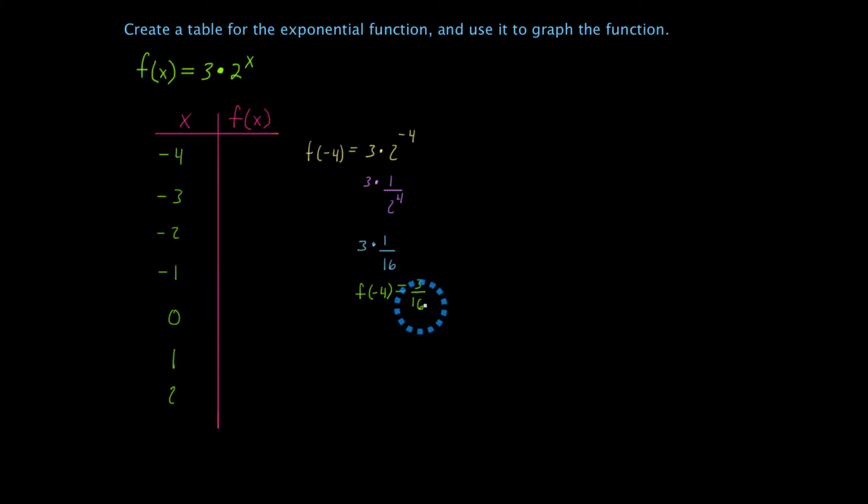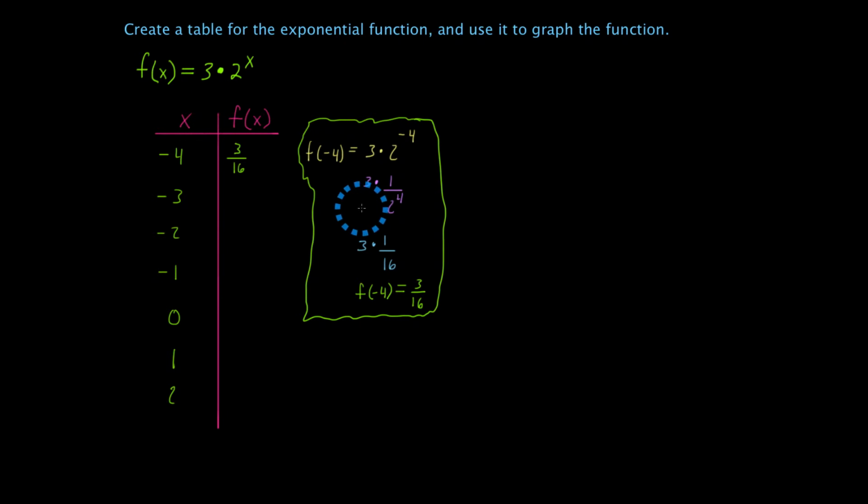In fact, it's not really that important because I'm just going to rewrite it up here. 3/16. And I can take this and just box it up right now if needed. And I'm going to jump into my next value of x, which is negative 3. So now I have f of negative 3 is equal to 3 times 2 to the negative 3rd. And now I'm going to rewrite this to create a positive exponent here, to make it a positive 3.